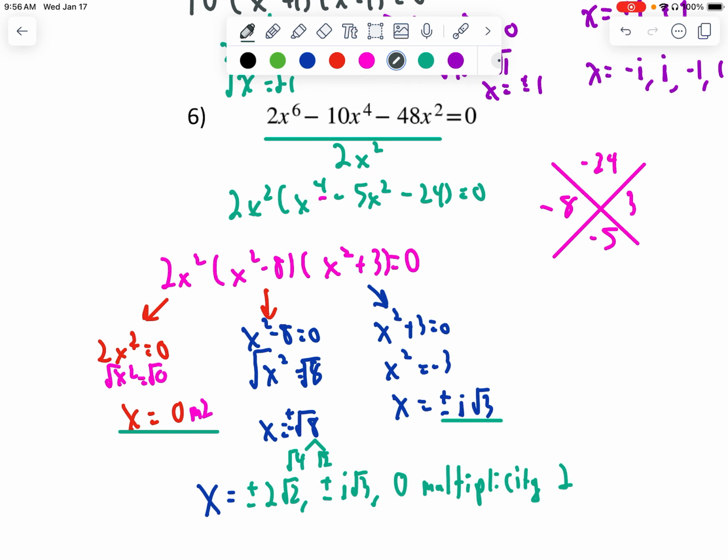And then we can double check. We have a degree of 6, so we know we need to have 6 answers. And here we have 1, 2, 3, 4, 5, 6. So we're good to go there.